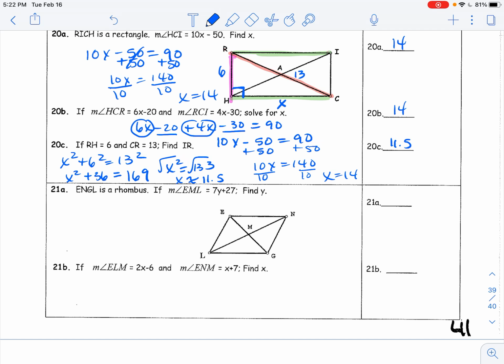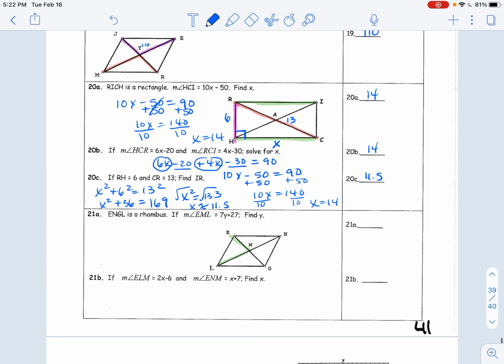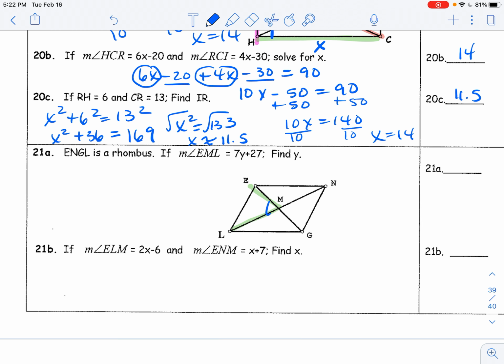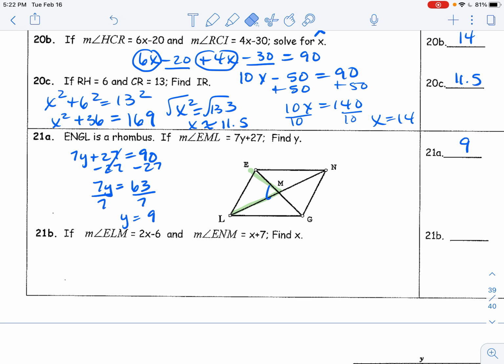Question 21, ANGEL is a rhombus. If the measure of angle EML, so that's this angle here, is equal to 7y plus 27, find y. Well, we know that the diagonals in a rhombus intersect perpendicular, so this has got to be a right angle, a 90 degree. Let's go ahead and solve for y by subtracting 27. 90 minus 27 is 63, and when we divide both sides by 7, y is equal to 9.